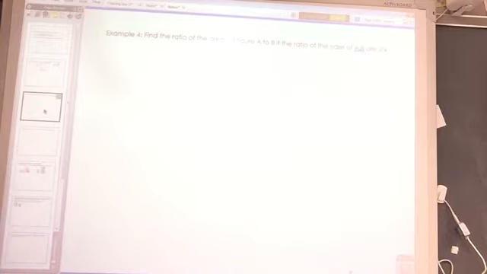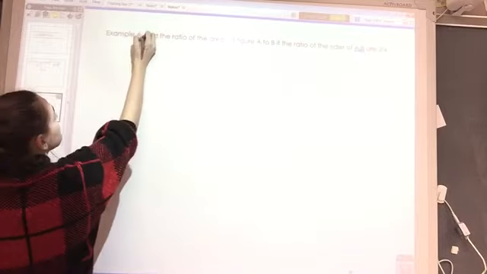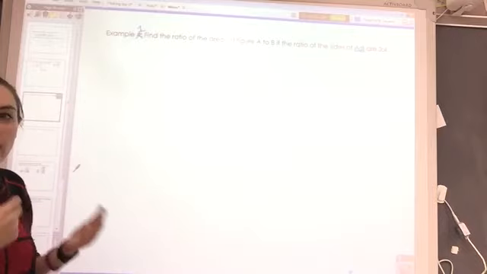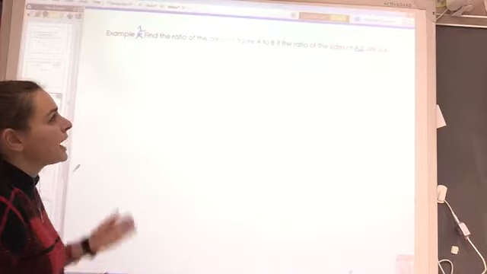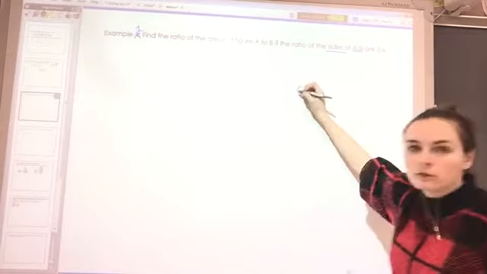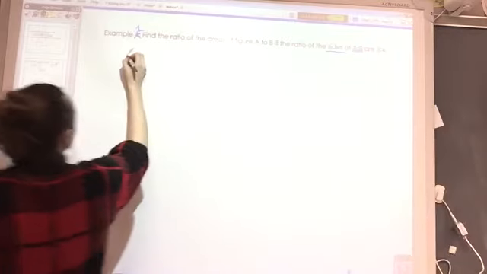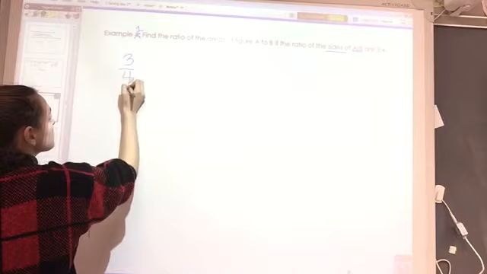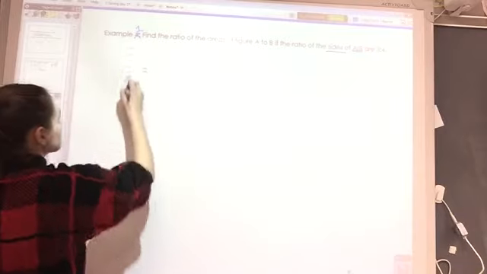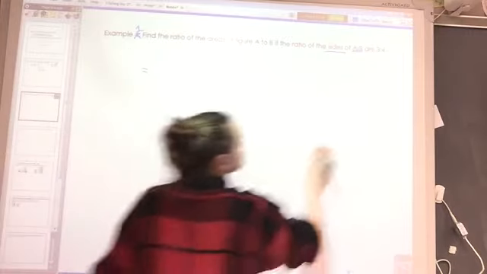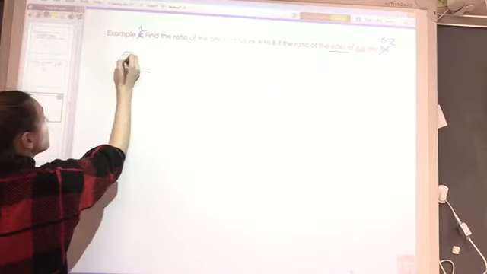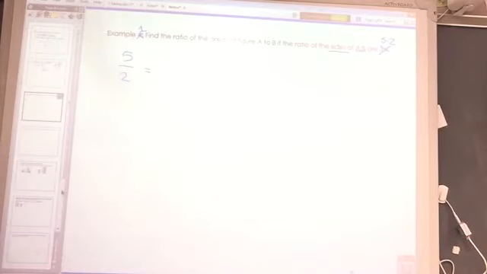For example 1, even though it says example 4, it's actually example 1. I'm having a lot of typos. The ratio of the areas of figure A to B: we have these two figures, no matter what they are, with the ratio of their sides being 3 to 4. This is exactly the same as the one before, so let's change these numbers. I'm going to change them on your notes, so you aren't going to see this. I'm making it 5 to 2, because why not? So 5 to 2 is the ratio of those sides.